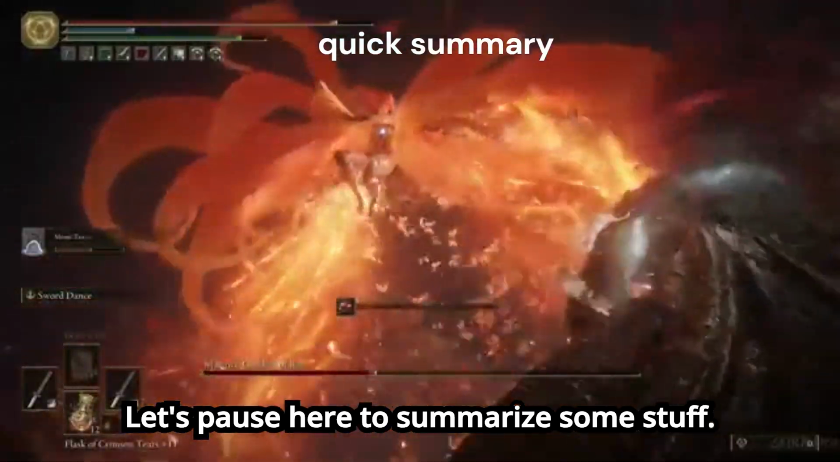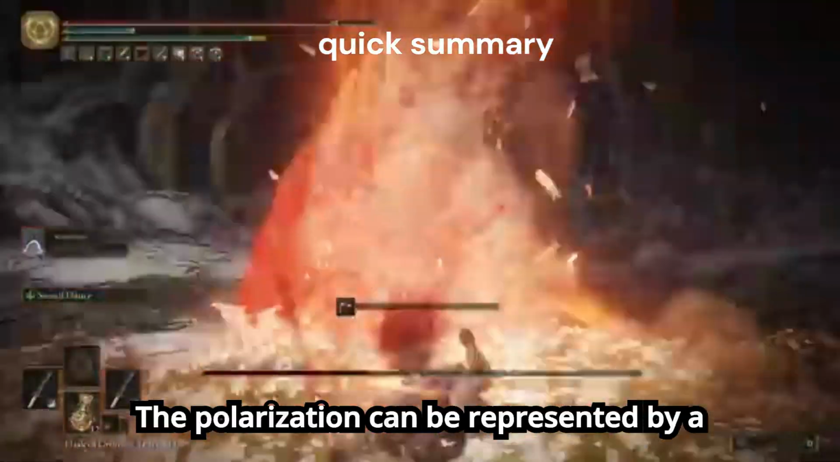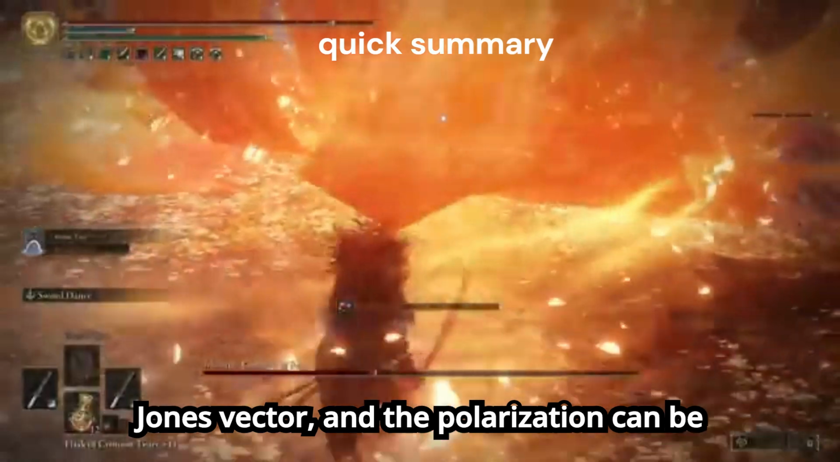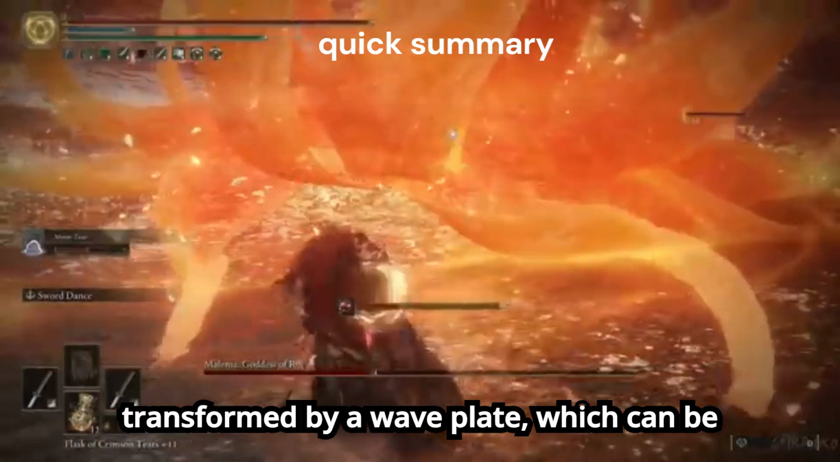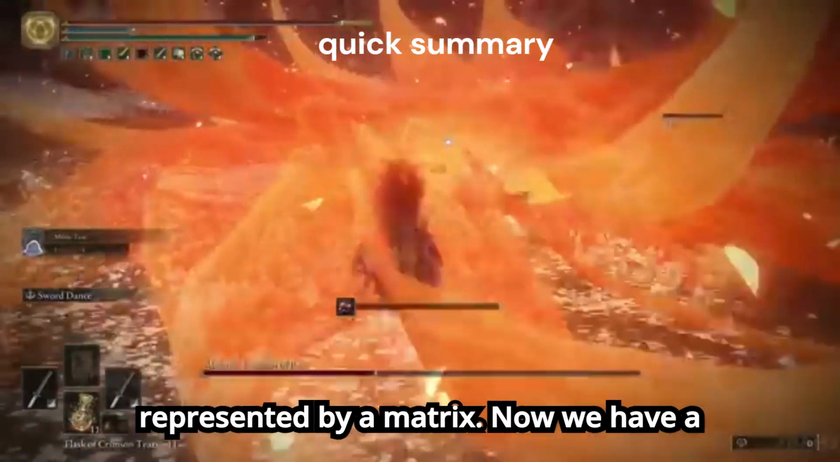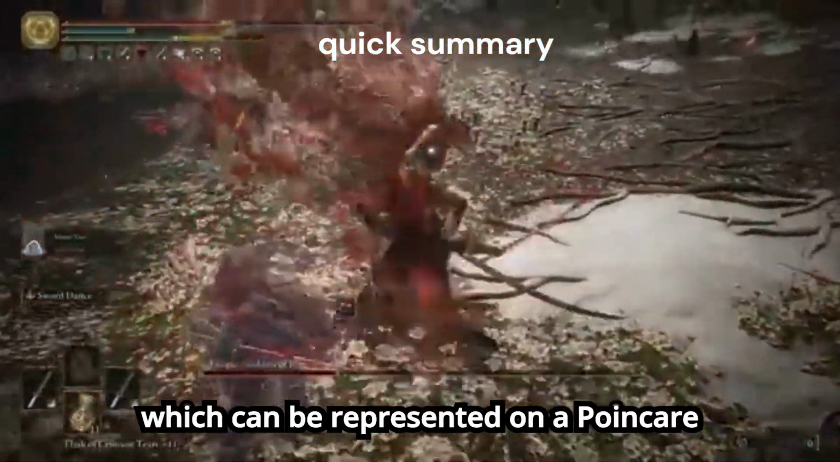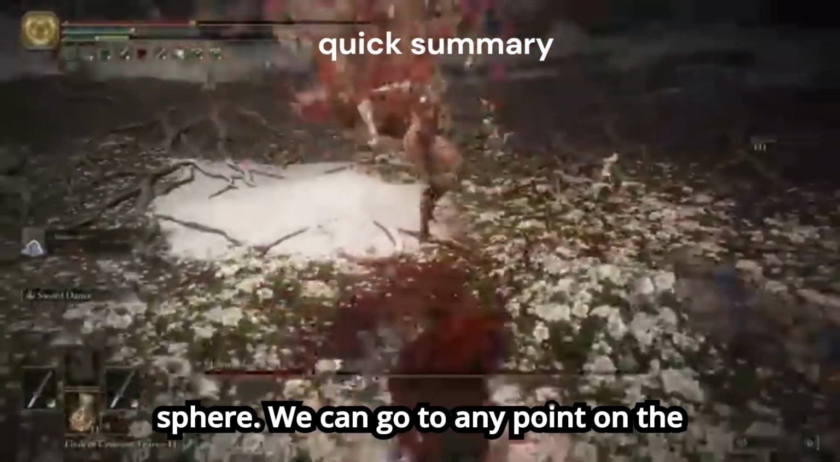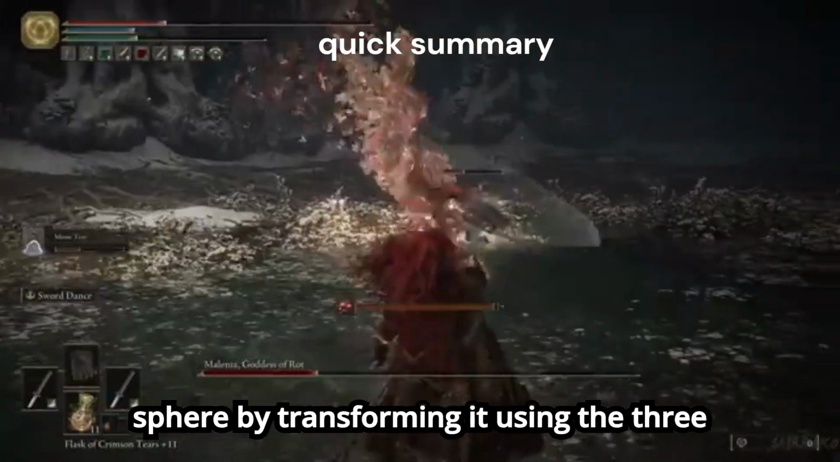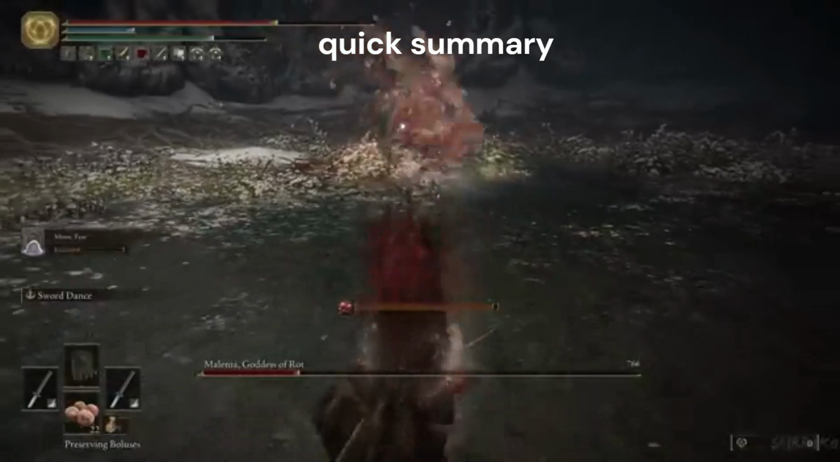Let's pause here to summarize some stuff. The polarization can be represented by a Jones vector, and the polarization can be transformed by a wavelet, which can be represented by a matrix. Now, we have a set of configurations of polarizations, which can be represented on a Poincare sphere. We can go to any point on the sphere by transforming it using the three matrices we have derived.